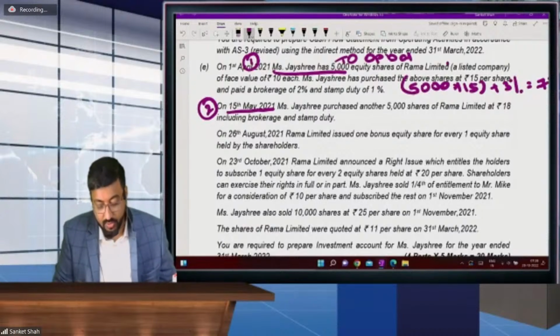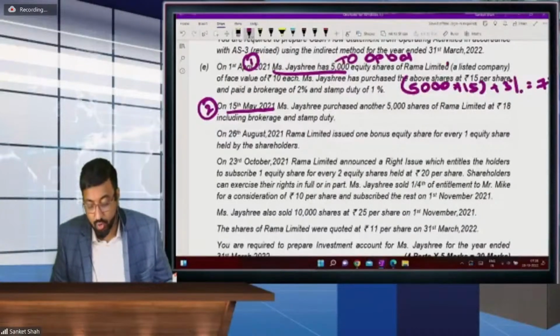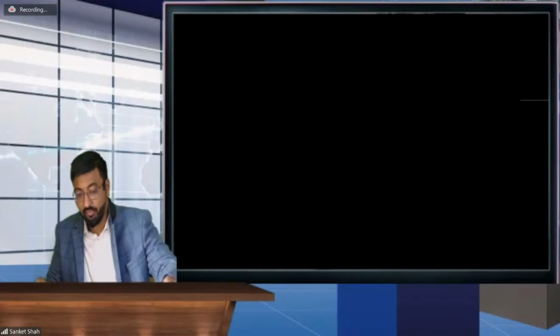On 26th August 2021, Rama Limited issued one bonus shares for every one equity shares held by shareholders. So now total shares are previous 5,000 and now 5,000. So beta total is 10,000. So 10,000, one bonus equity shares for every one equity shares. So total bonus shares are 10,000, which is free of cost. So 10,000 equity shares.